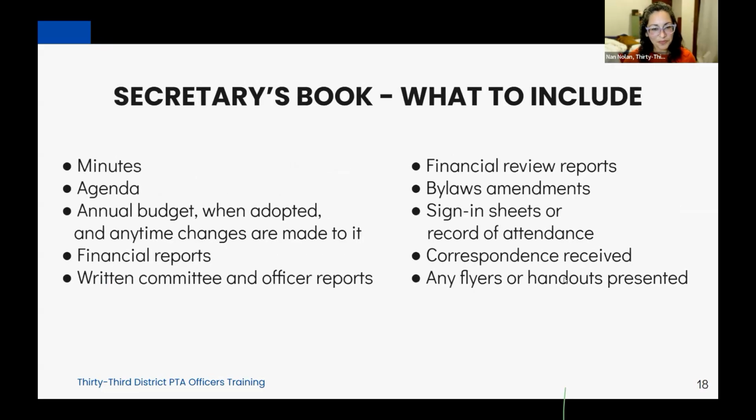But anyway, okay. And here's what to include in your book. The minutes, the agenda, the annual budget when it was adopted, any changes that are made to it, and all financial reports, written committee and officer reports, financial review reports. Your financial review, that used to be called your audit, also needs to be included. The bylaw amendments, any bylaw amendments. I don't have sign-in sheets, I have a record of attendance, any correspondence, and any flyers or handouts that were presented at the meeting.